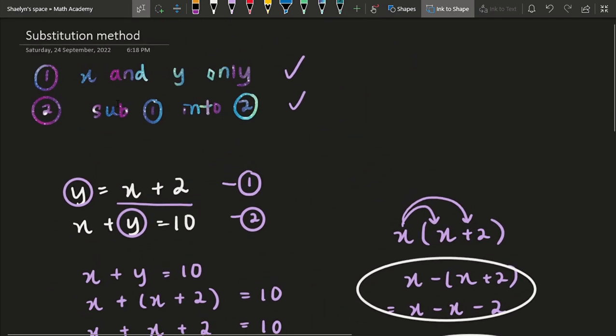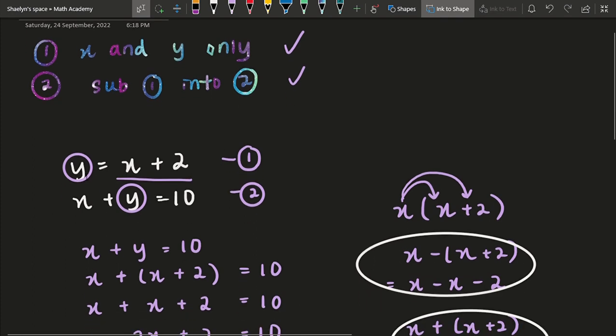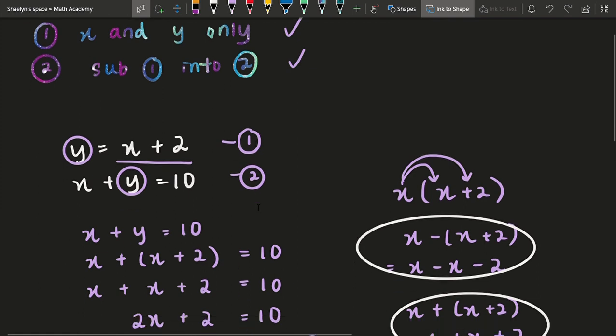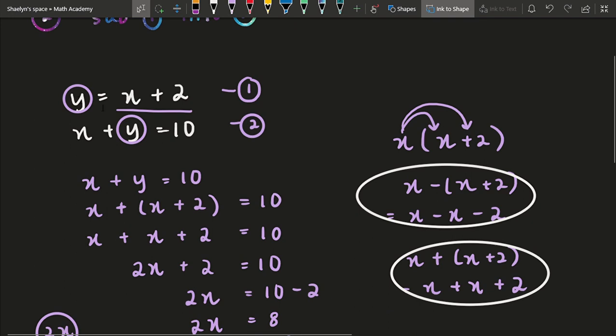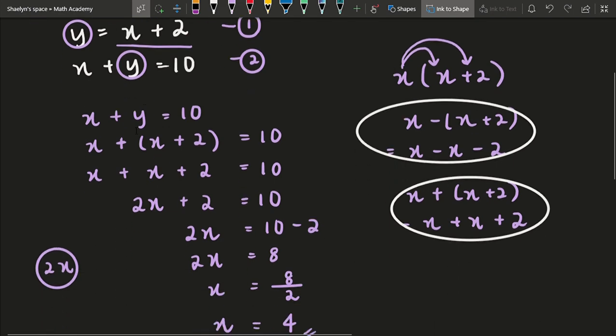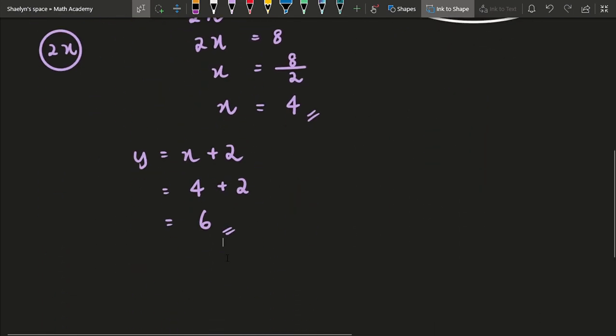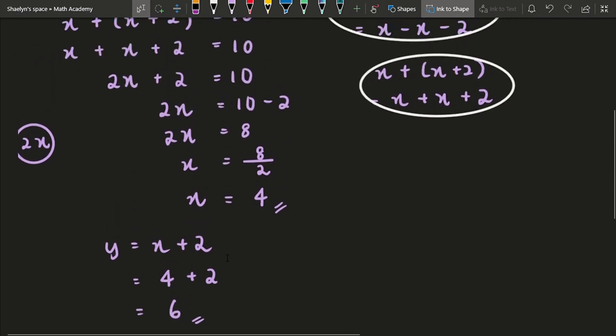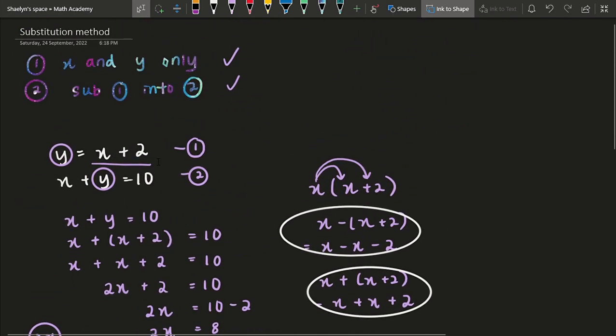So the steps right here, let's revise again. The first thing is that we have to leave only x or y on the left hand side. And after you check that, yes, in one of the equations there's only x or y on the left hand side, you can proceed to the next step. That is, you indicate the first equation and the second equation, and then you sub the only x and y equation into the second one. Then you can find out x and y easily. Okay, so this is basically what I want to teach you.